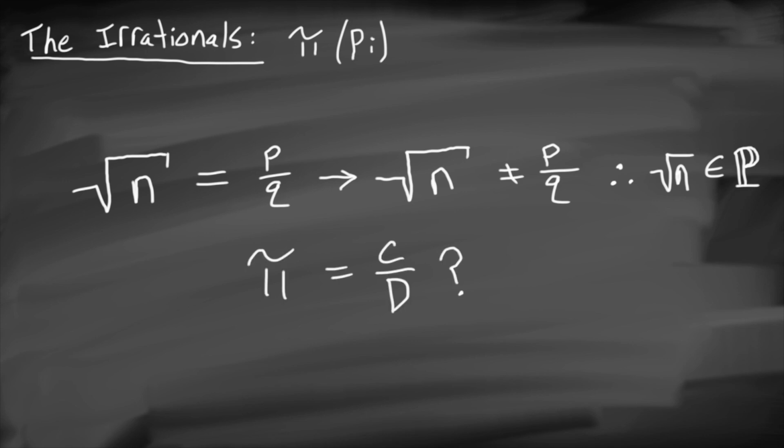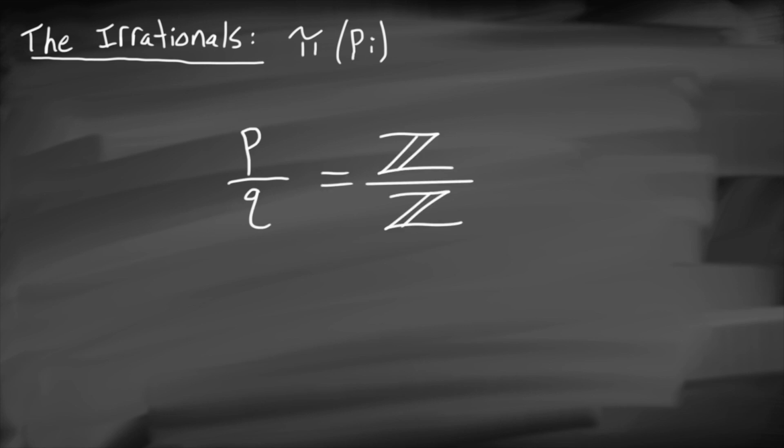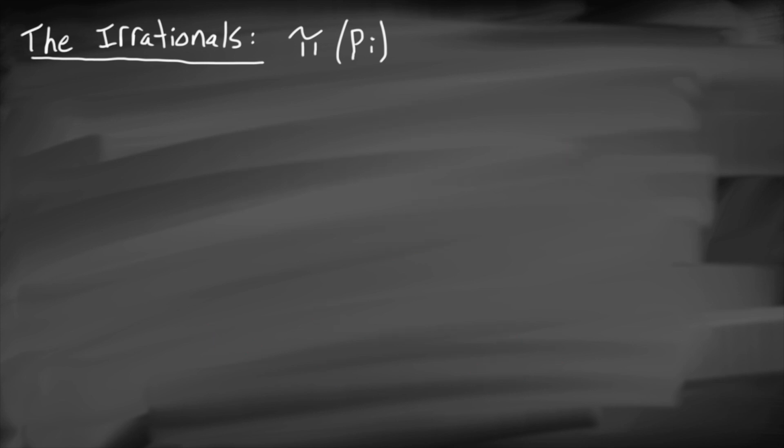So how can pi be equal to c over d and be irrational? The answer is in the type of ratio. P over q was made of 2 integers, and that's what we call a rational number. Is c over d a rational number? The diameter, a straight line that cuts the circle in half, can be defined by an integer.